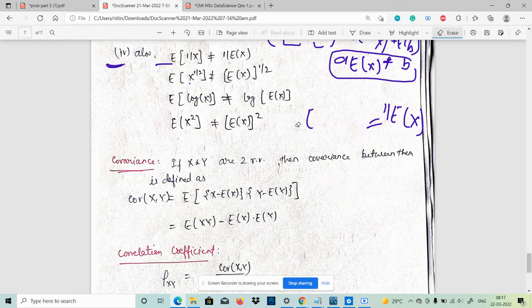You have to consider that whatever function is given, you need to find the expectation on the basis of that. It's not like, if you want to find expectation of log x, you just find expectation of x and then take the log. These both are not the same thing. These are two entirely different things.